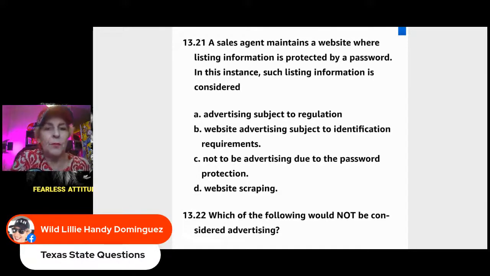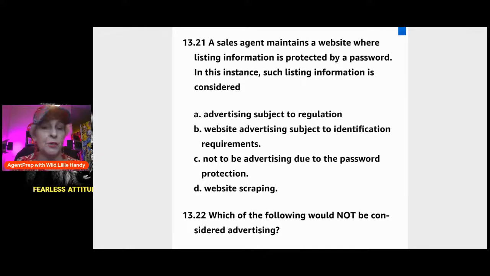All right. 21. A sales agent maintains a website where listing information is protected by a password. In this instance, such listing information is considered A, advertising subject to regulation, B, website advertising subject to identification requirements, C, not to be advertising due to the password protection, or D, website scraping.